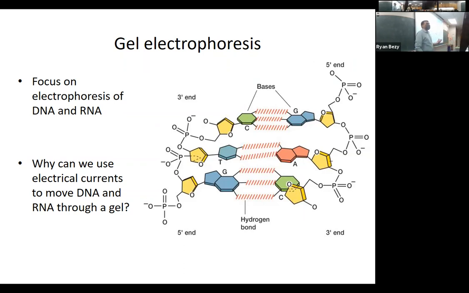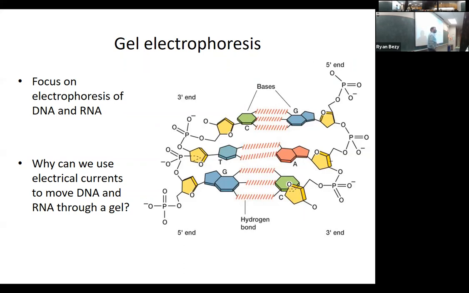Why would an electrical current, though, affect DNA and RNA, put a force on it, and cause it to move through a gel? The phosphate group has a negative charge on it. Yeah. Remember, there's a lot of phosphate in DNA. There's a phosphate, sugar, phosphate, sugar, phosphate, sugar backbone. Every phosphate has what charge?